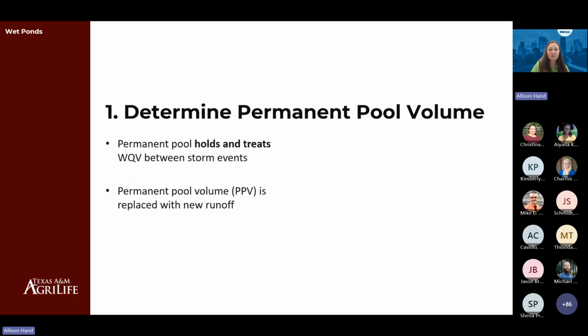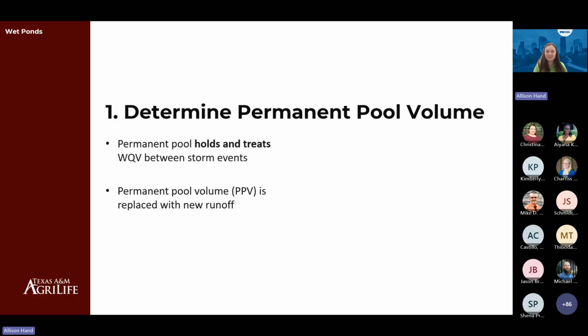So starting off, number 1, the permanent pool in your wet pond holds and treats the water quality volume. This is the lowest level of your wet pond where most of the treatment occurs. Runoff displaces the water in the permanent pool during each storm event, and the permanent pool should remain mostly full at all times to keep the wetland plants alive and dissipate energy from inflows.